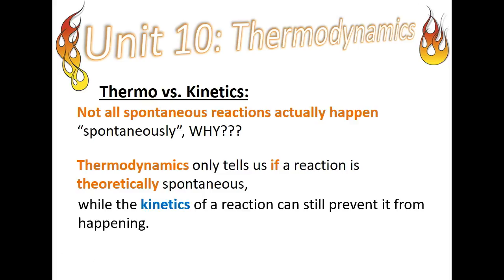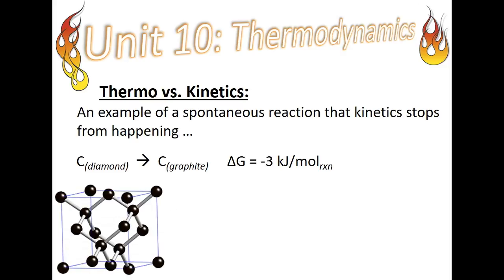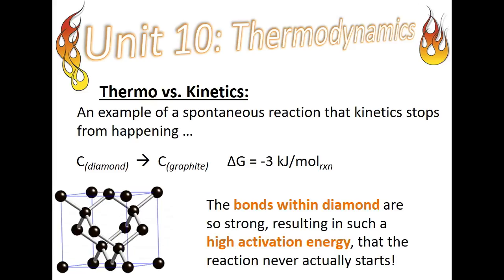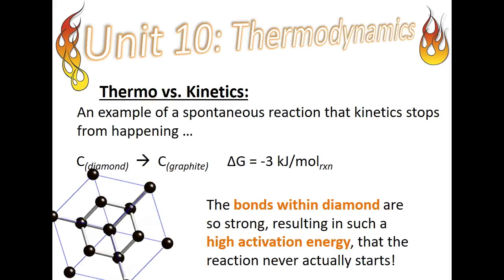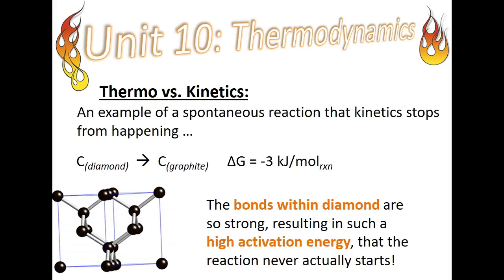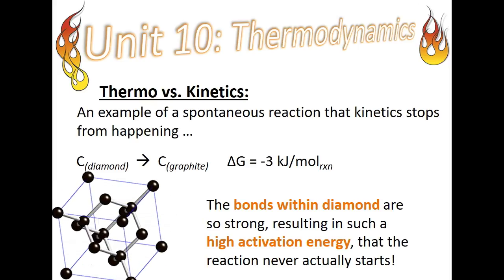It's been a while since we've talked about kinetics, so as a quick refresher, here's a good example of what we're talking about. Carbon in the form of diamonds turns into carbon in the form of graphite with a delta G equal to -3. The negative value tells us this should be happening. All the diamond that exists in the world should be spontaneously turning into graphite. Clearly that's not happening. And the reason it's not happening is because diamond, as you might remember, has some of the strongest bonds. All the covalent bonds within the structure are so strong that the activation energy to actually start this reaction is so extremely high.